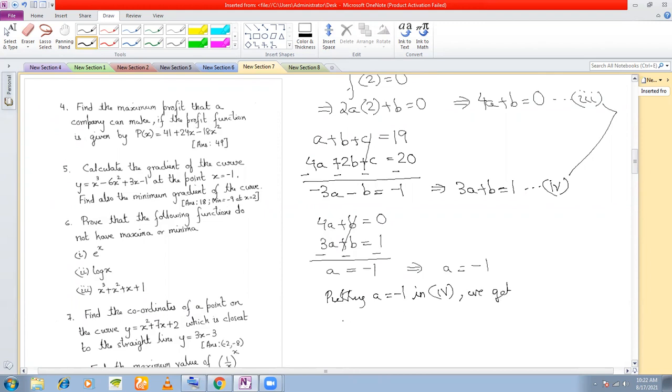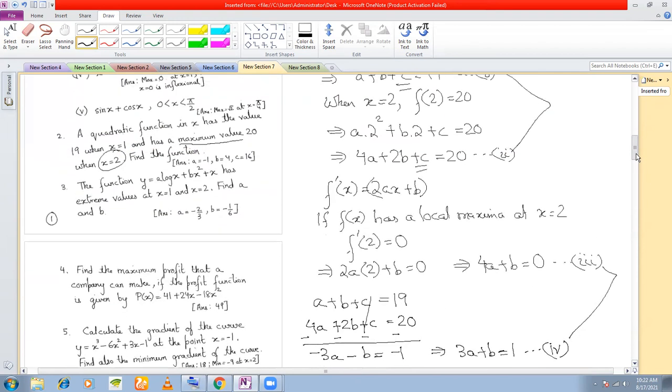We get 3 into minus 1 plus b is equal to 1. That means you get minus 3 plus b is equal to 1. Means you get b is equal to 3 plus 1. Means you get b is equal to 4. We have solved for a and b.